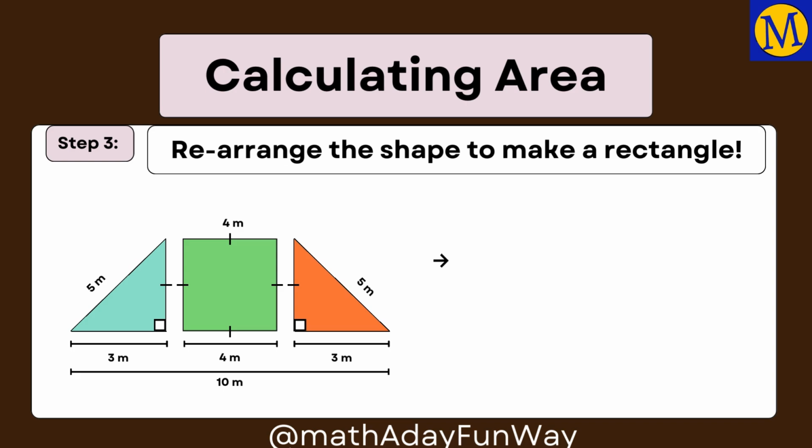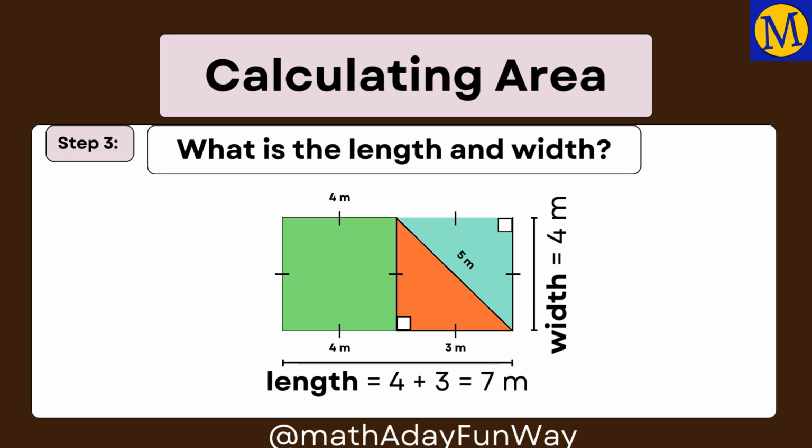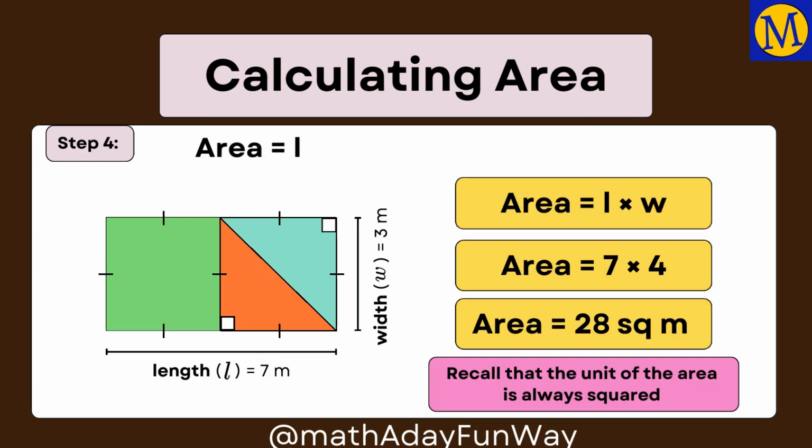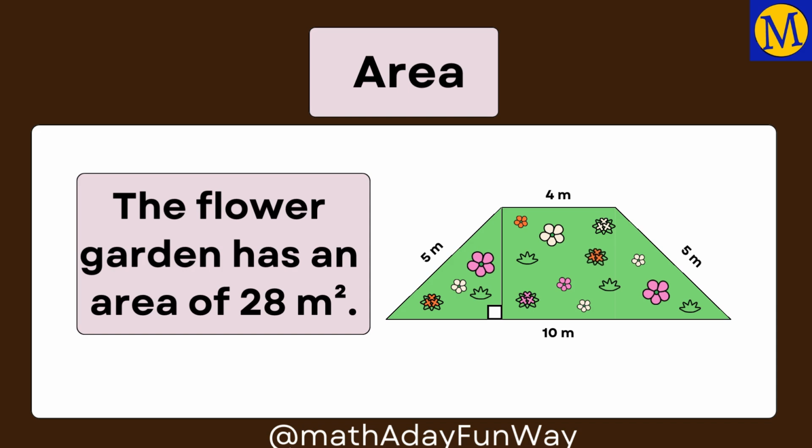Now, we rearrange the 3 shapes to form a rectangle. The length of this rectangle is 7 meters, and the width is 4 meters. Now, the area of a rectangle is length multiplied by width. So, the area is 7 into 4, 28 square meters. This gives us the area of the garden.